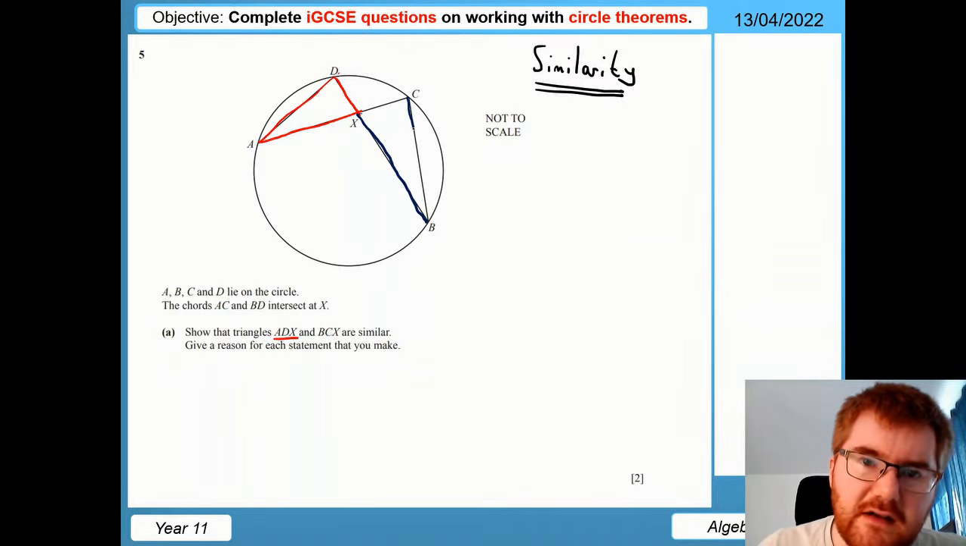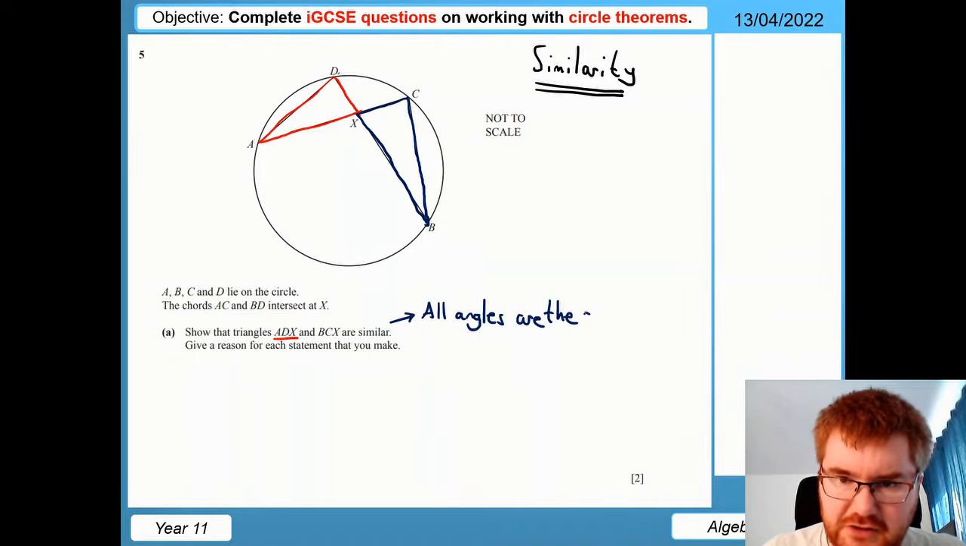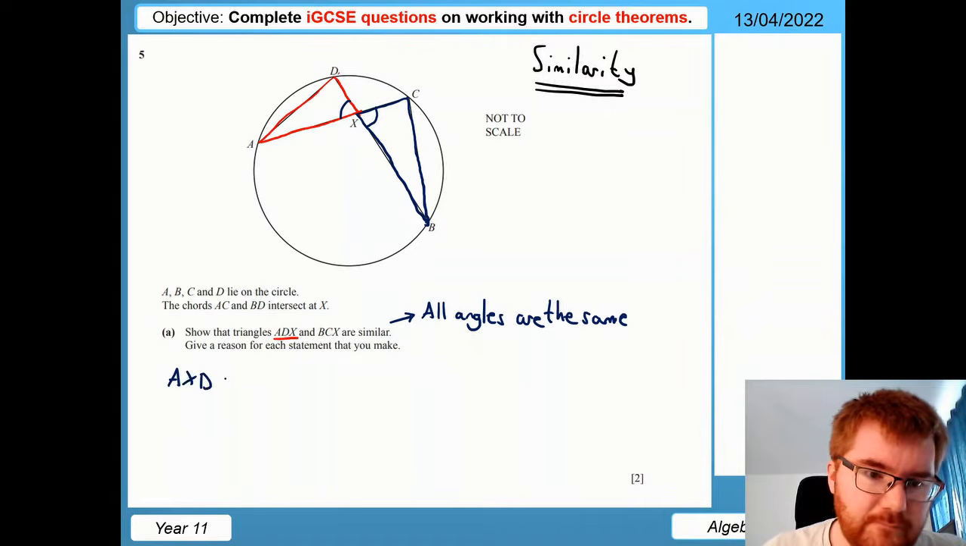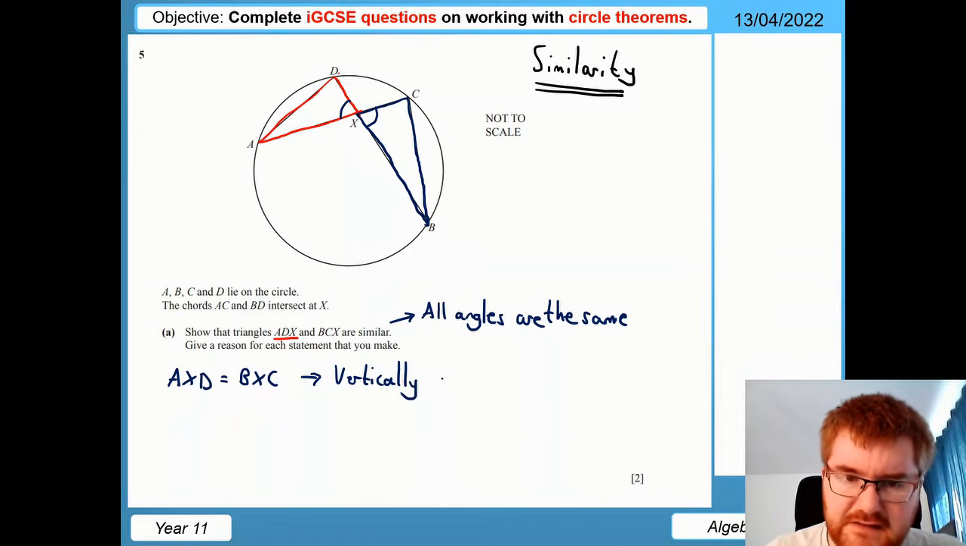So when they ask you that 2 triangles are similar, you need to show that all the angles are the same. So let's translate that into normal language. So you need to show that all angles are the same. Now some are easier to show than others. Let's start first of all with the angles here. So this angle here and this angle here. Well, these are called vertically opposite angles, and vertically opposite angles are the same. So AXD is equal to BXC, and that's because vertically opposite angles are equal. So that's the easiest one to show.